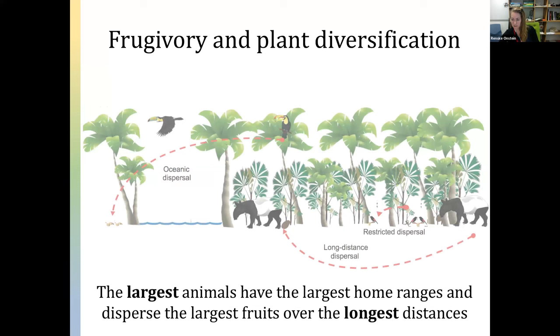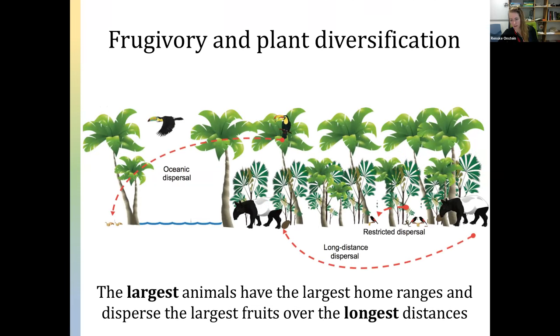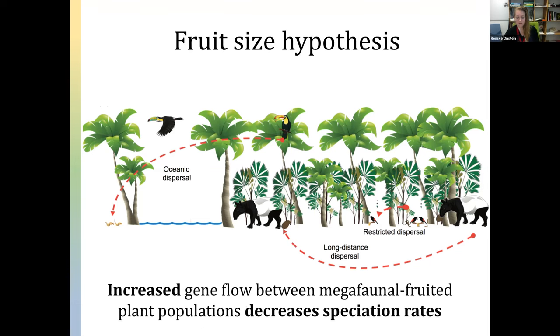And these large-bodied animals often also have the largest home range sizes, and therefore move more frequently over very long distances. So therefore contribute disproportionately to long distance dispersal of these large fruited plants. And this may increase connectivity between the populations with large fruits, and thereby also decrease their chance to speciate by increased gene flow.